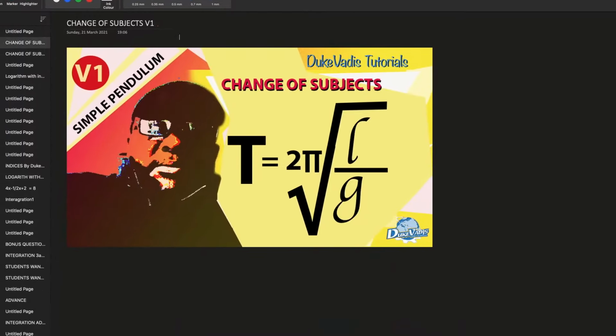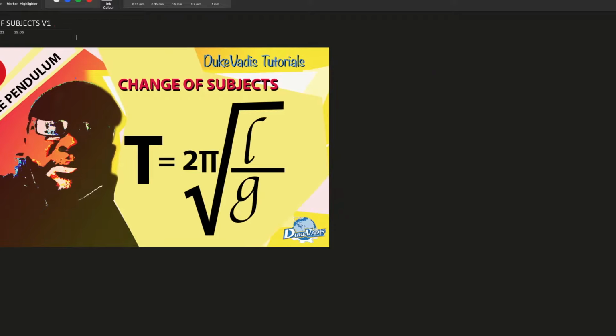Let's change of subject. Now, on the blackboard, we have what is called the simple pendulum equation. As you can see, the simple pendulum equation is modeled in the form T equals 2 pi square root of L over G.